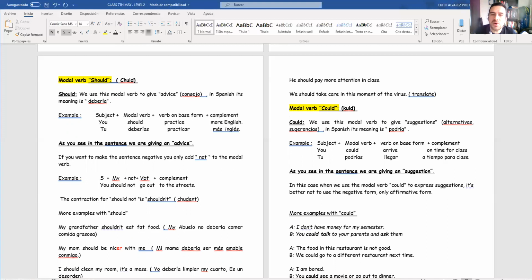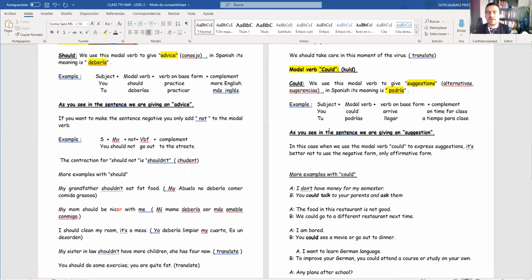Could. We use this modal verb to give suggestions, okay? Be careful with that. Suggestions, ese es para dar qué? Advice, consejo. Suggestions, alternativas, sugerencias. In Spanish, the meaning of could is podría, okay? That is the meaning of could in Spanish. Podría, the meaning of should is debería, ¿no? Acuérdense. Should traduce debería, could traduce podría, okay? That's the meaning in Spanish.